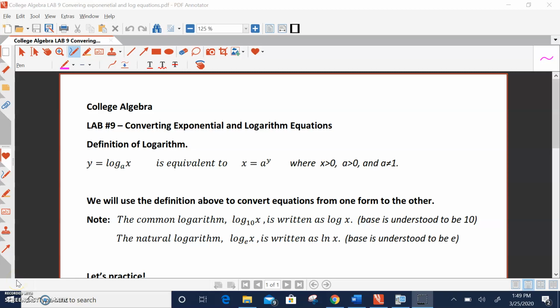Let's look at lab number 9. This is going to be helpful for us as we work in chapter 5 with our logarithm and exponential type functions. So again, this is important information for success in chapter 5 in college algebra.